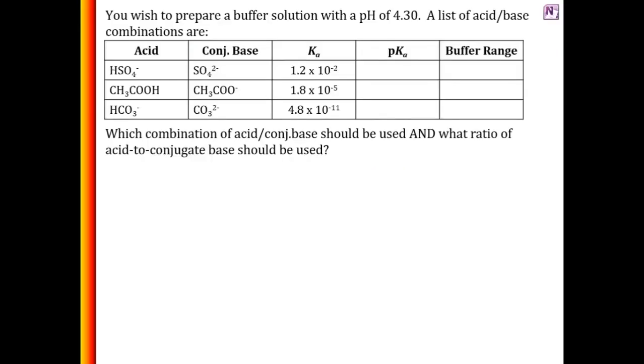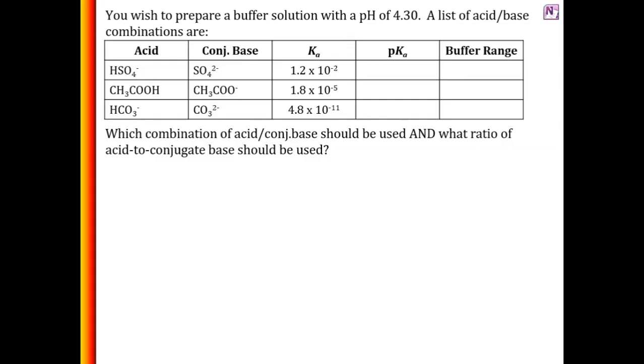Okay, so let's look at some data here. The question says, I wish to prepare a buffer solution with a pH of 4.3. And we're given a list of acid and base combinations down below. The question wants us to say which combination of an acid conjugate base pair should be used, and what ratio of the acid to the base should be used.